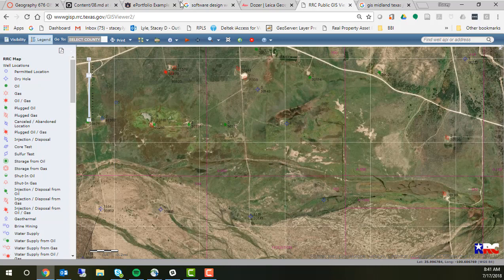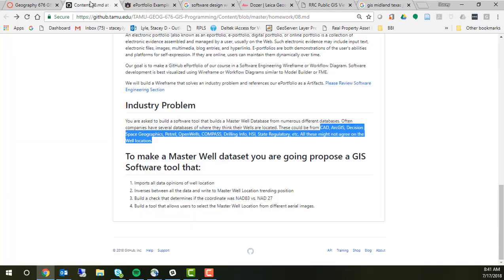We could actually design a software tool that does that. In our scenario, we would want to import all the data on the wells. We'd want to inverse between all the different well locations. We'd want to determine if they accidentally put NAD 83 latitude and longitude versus NAD 27. And then we would want to build a tool to allow users to do that.